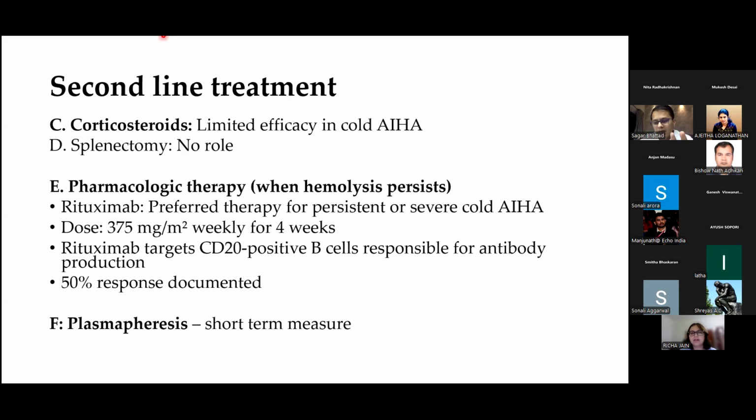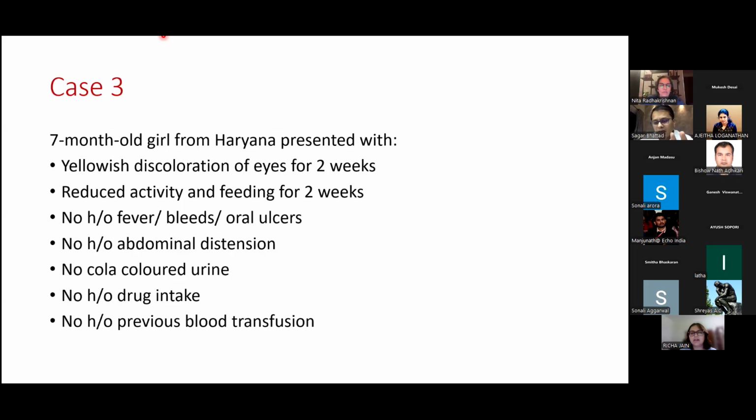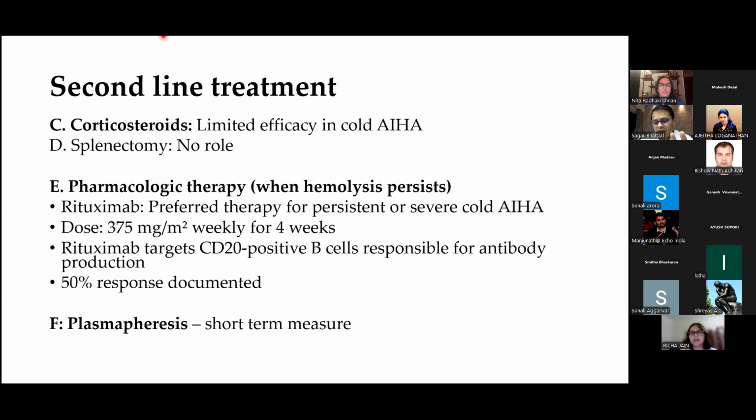Plasmapheresis can be tried. Because it's the IgM antibody, it's mainly in the intravascular system, so it can be removed by plasma exchange. It is supposed to be more effective. It's one of the category 2 interventions for cold AIHA. And so this is a good intervention.